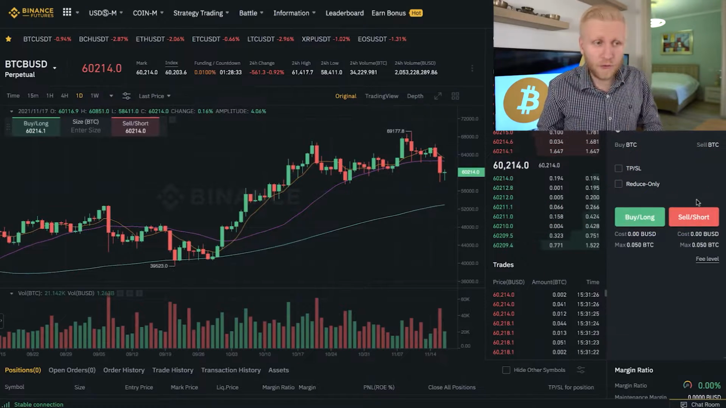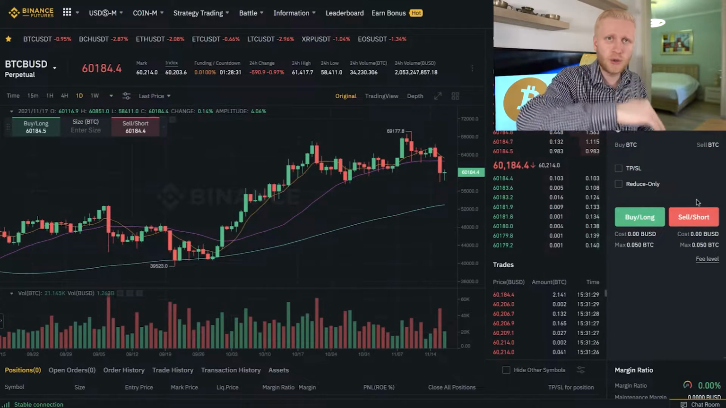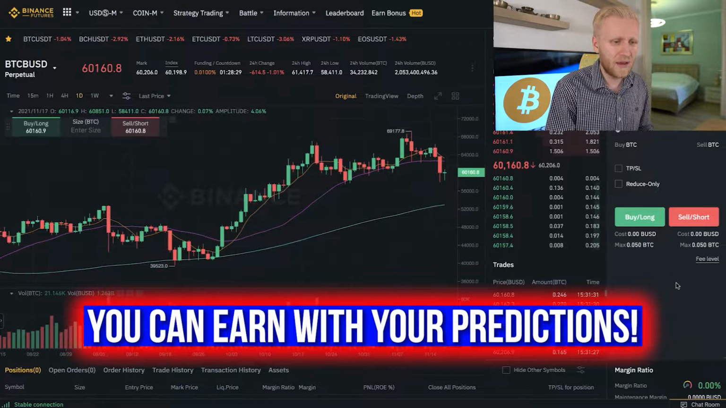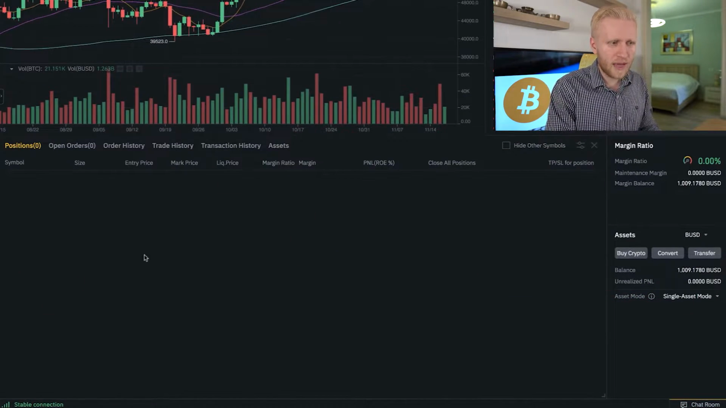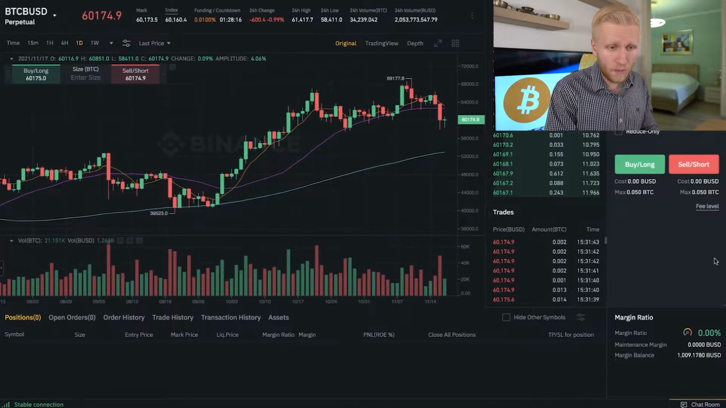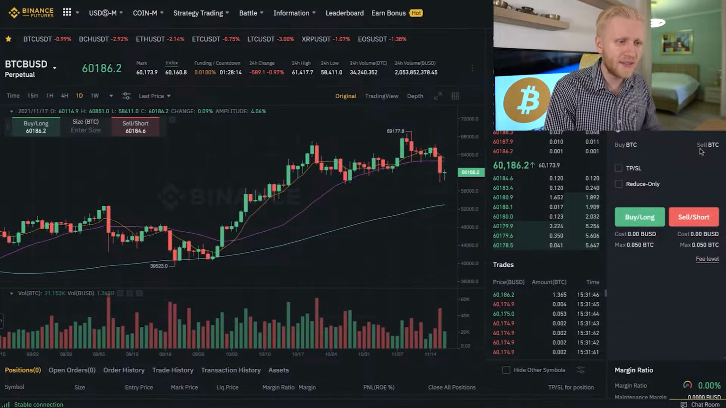So with futures trading, of course, you can make money even if the price goes down. So that's of course one benefit why many people are doing futures trading. And here on the bottom, you will be able to see your orders, and we will actually open one order in front of your eyes so you will see how to do it.